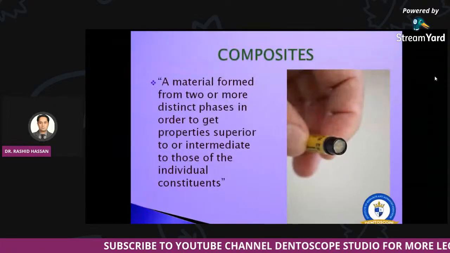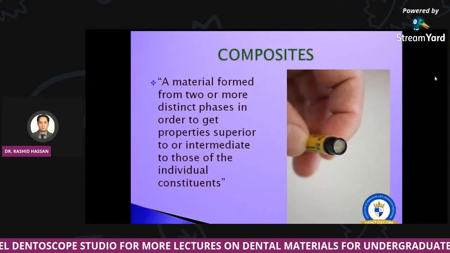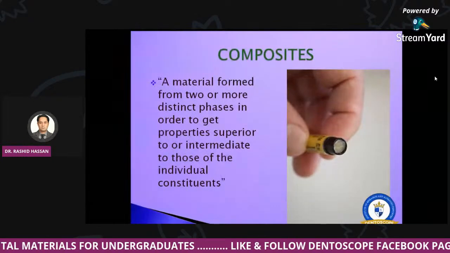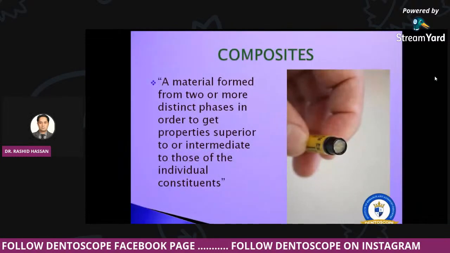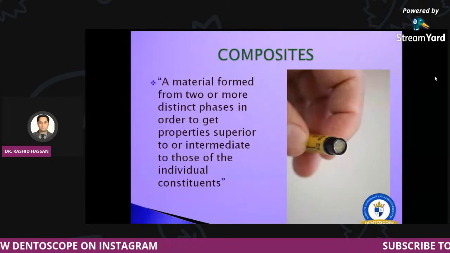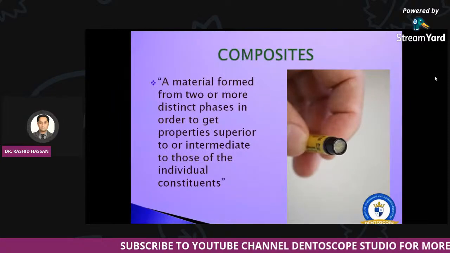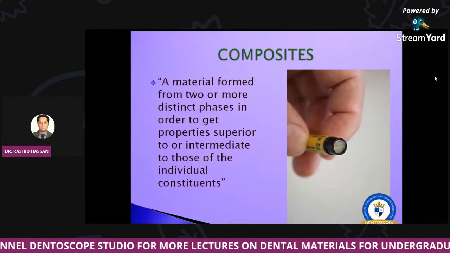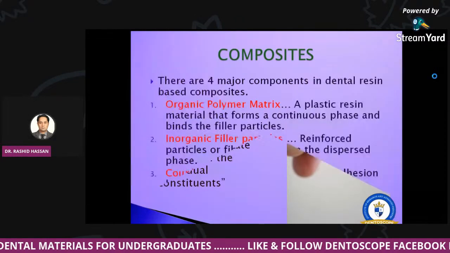And why do we need a dental composite? Because we want to get a material which has either intermediate properties or superior properties to the individual components. We mix two types of materials, both of which have good properties, and we want to mix them to get a material with the properties of both of them, much more superior, right? So that's why a composite is fabricated: it should either have superior properties to the individual components, or maybe intermediate properties. So that's the main purpose of having two distinct phases.